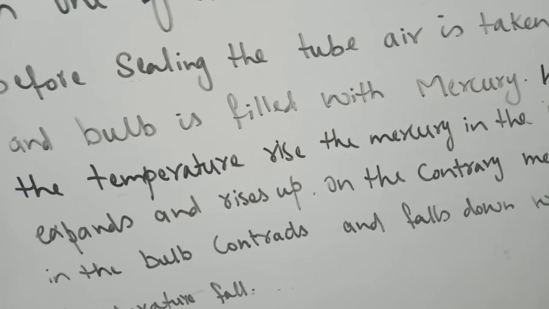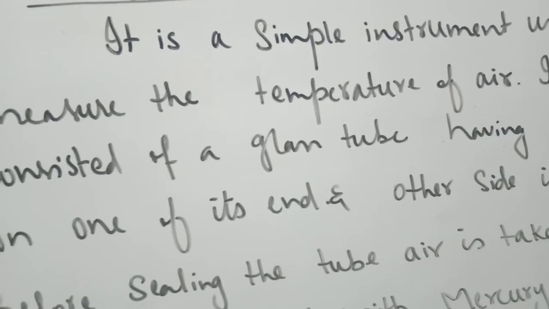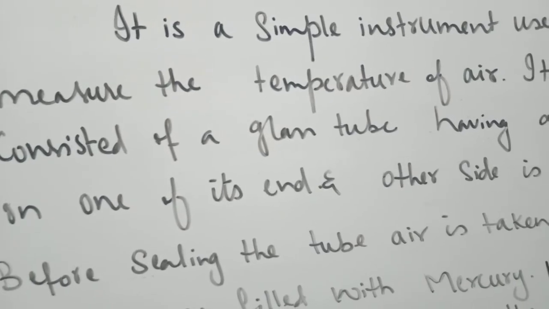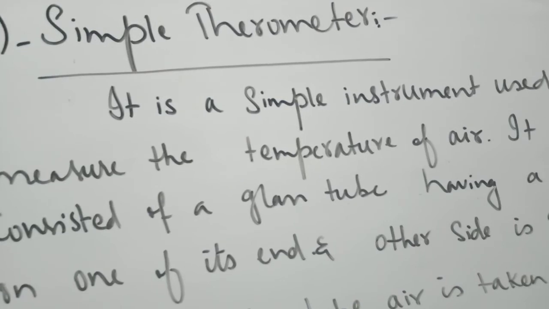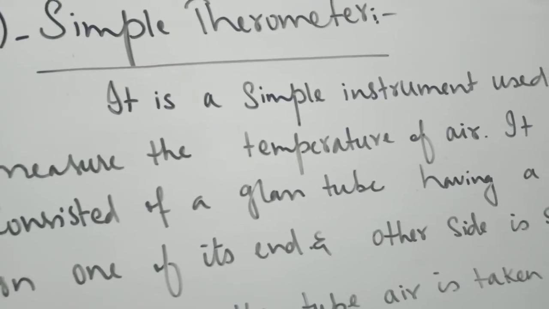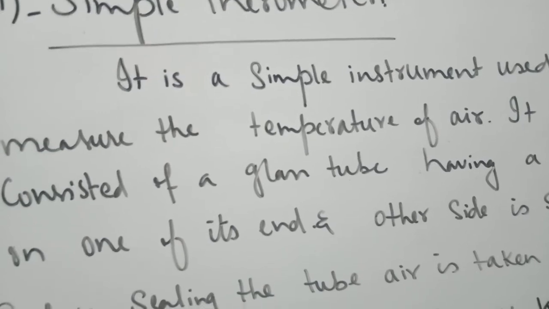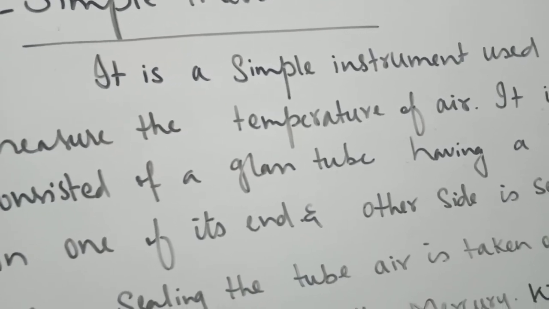The one is the reading which shows the freezing point, and the second one is the boiling point. And the diagram which I have shown is of two types of temperature, because temperature can be measured on different scales: either the Celsius scale, the most commonly used, or the Fahrenheit scale or the Kelvin scale.